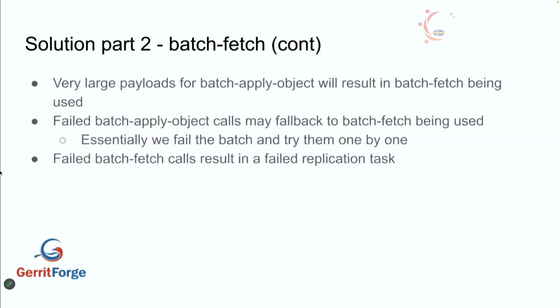Now, the batch apply object endpoint is going to be used when we have large payloads on the batch apply object. And if we fail, we're going to fall back to the batch fetch when we fail the batch apply object calls. The important thing is that if a ref within this batch apply object call fails, then we essentially fail the entire batch and we try them through the batch fetch one by one. If the batch fetch call fails, then we have essentially failed the replication task.